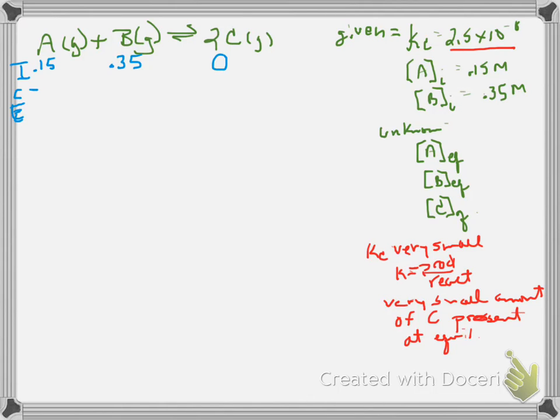So when it shifts, I'm going to lose an amount x of A. I'm going to lose an amount x of B. Now, because of the stoichiometry in this problem, for every 1 molar of A that reacts, I'm going to get 2 molar of C. So that's a plus 2x. So at equilibrium, my concentration of A will be 0.15 minus x. My concentration of B will be 0.35 minus x, and my concentration of C will be 2x.